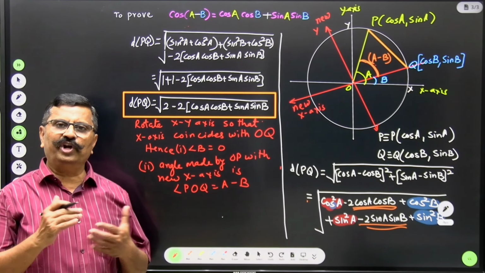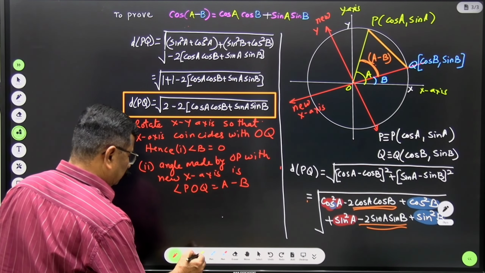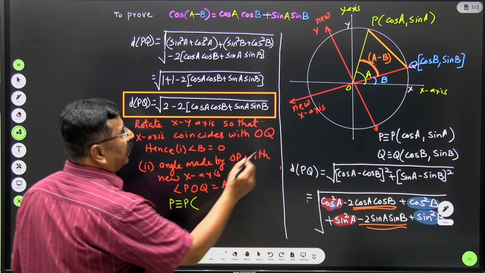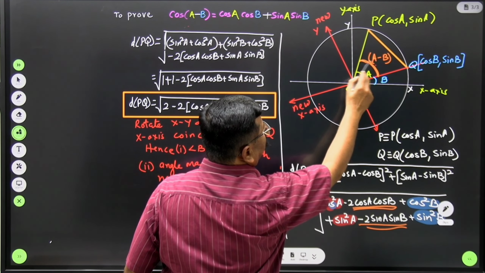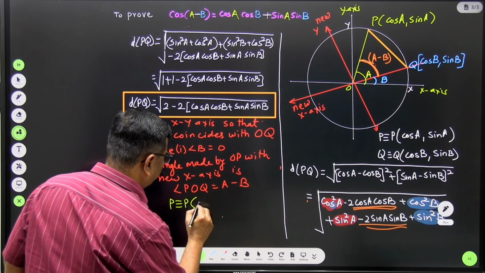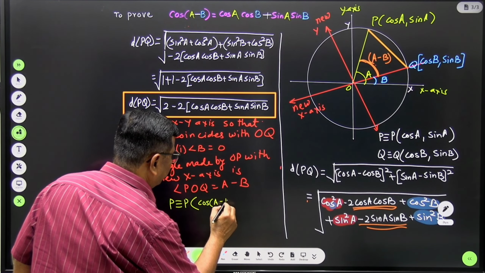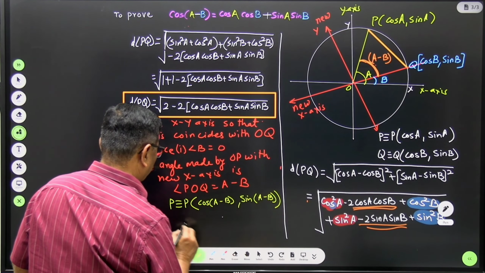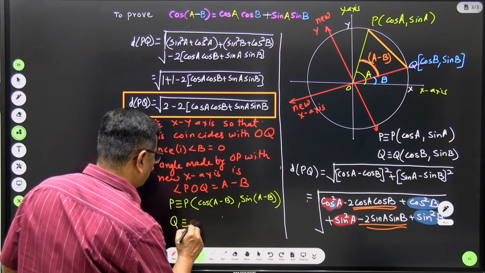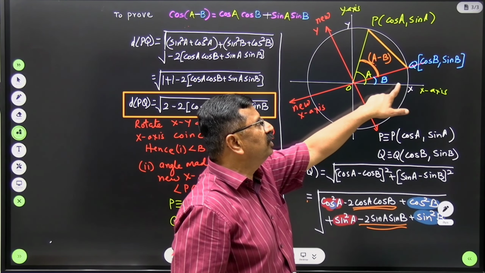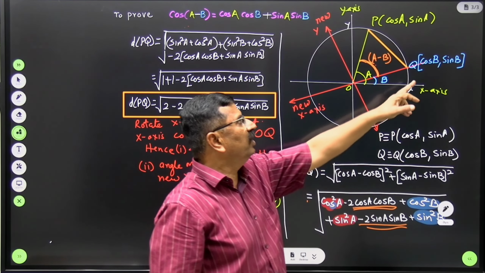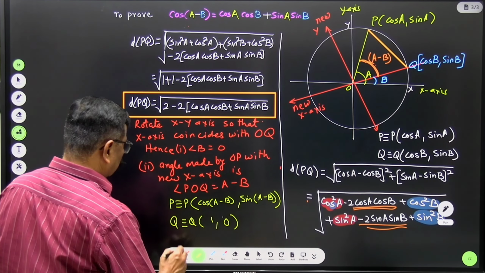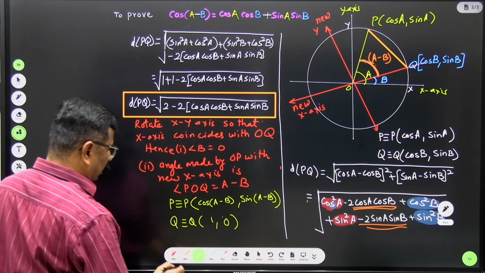Then what are the coordinates of point P and point Q according to this? Coordinates of point P: what is the angle made by OP, the yellow segment, to the new x-axis? A minus B. Therefore, this is cos(A minus B), comma, sin(A minus B). And the coordinates of Q are, now angle B has become 0. So what is cos 0? 1. And what is sin 0? 0. Therefore, this is 1, comma, 0. Hence, the coordinates of P and Q are like this.